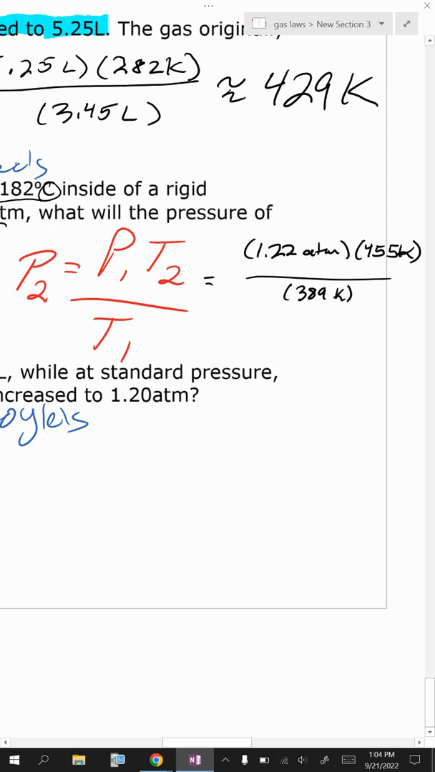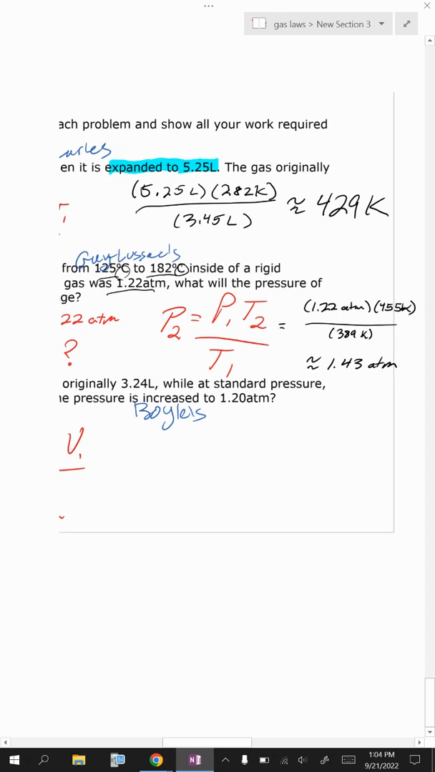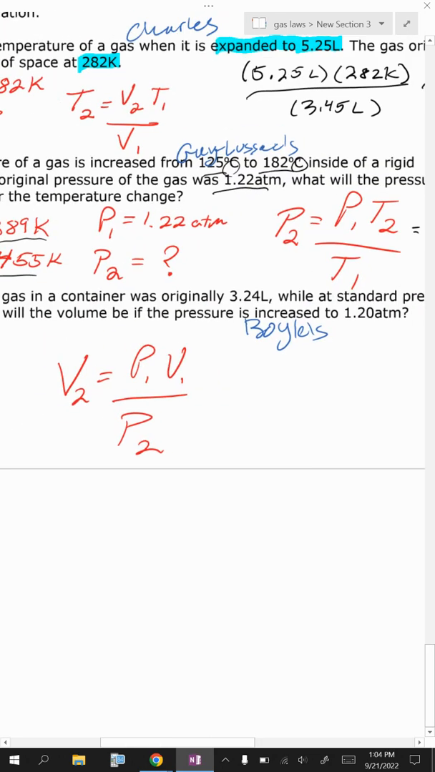And you have to use Kelvin with the gas laws. You have to convert. The reason being, it won't work with Celsius. Celsius has negative numbers, Kelvin does not. So always use Kelvin when we're doing gas laws. Our approximate answer is 1.43 with 3 sig figs, and the unit is atmospheres.